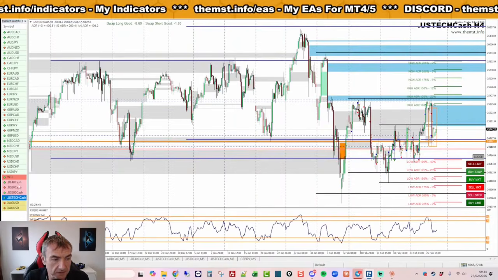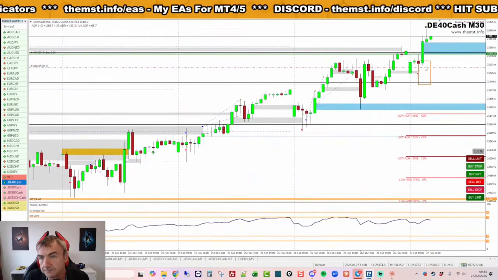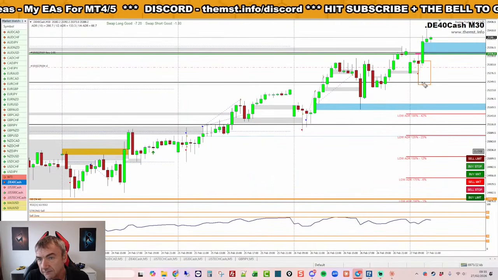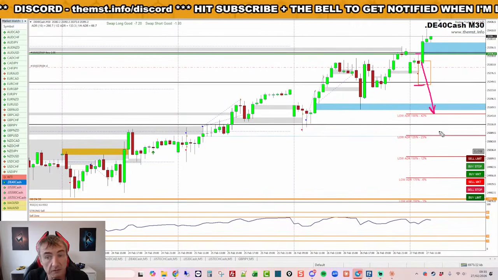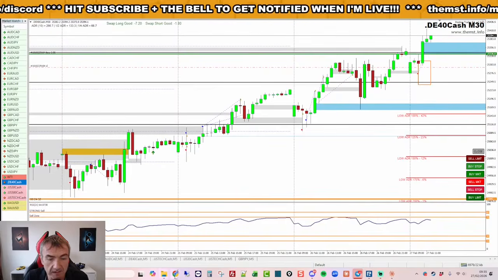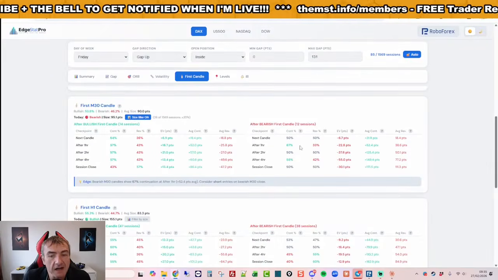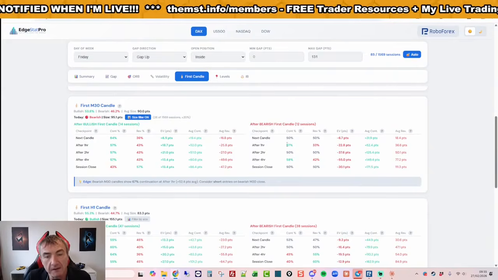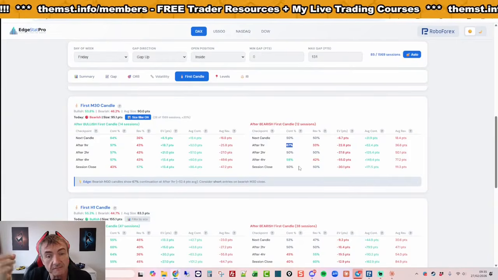So if you look at a 30-minute chart of the DAX, there's our first 30-minute candle. Its forecast was, because it was bearish, we would continue that way. Wrong today. It's not going to get it right all the time, but it's working on probabilities. So there is a 33% probability that it would go the other way, which it has done.